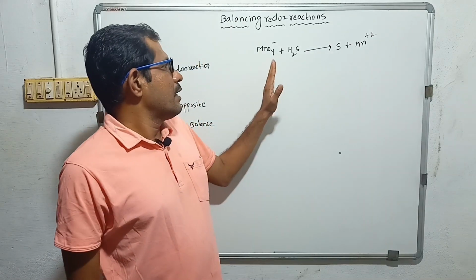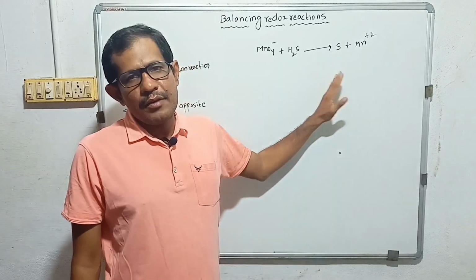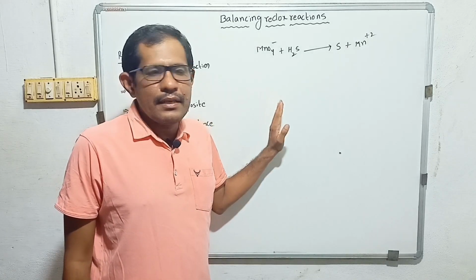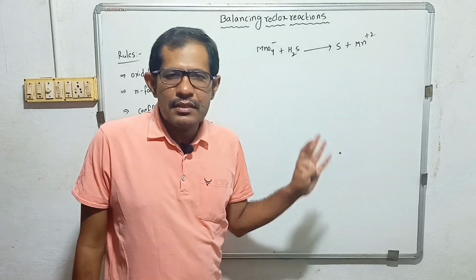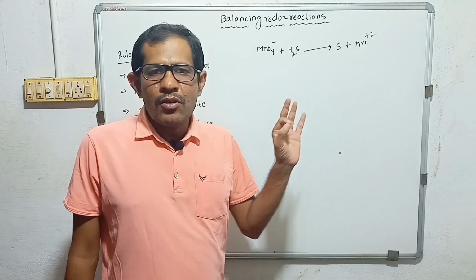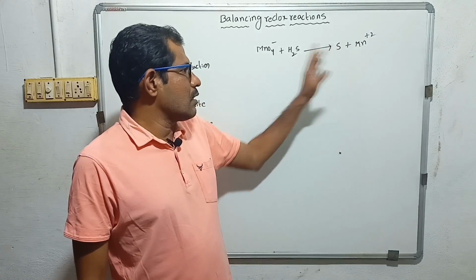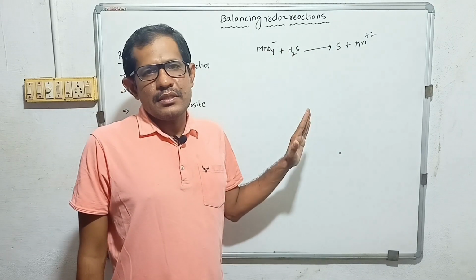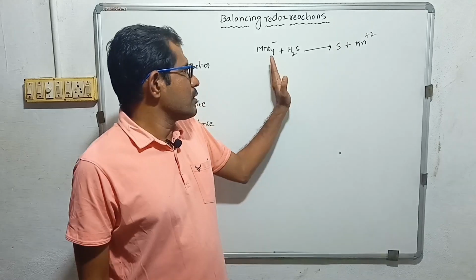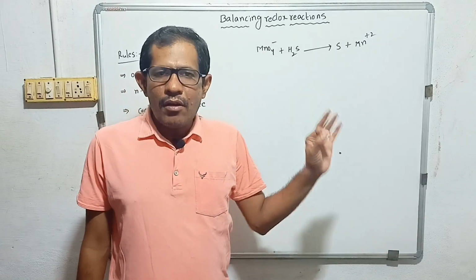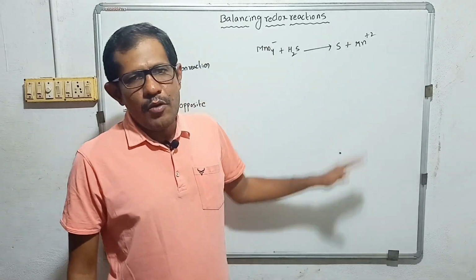The fourth one, hit and trial method. We need to balance the remaining atoms. To balance the hydrogens, give H plus. To balance the oxygen, add water molecules to the opposite side. To balance the hydrogens, add H plus to the opposite side. So to balance the oxygen, add water to the opposite side.